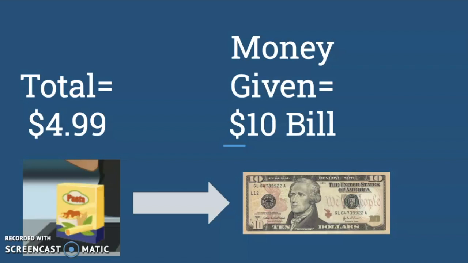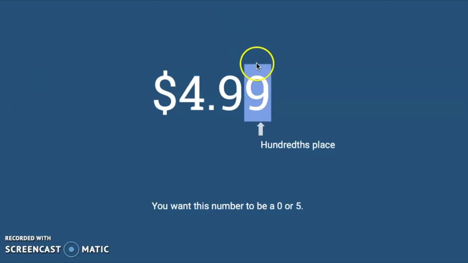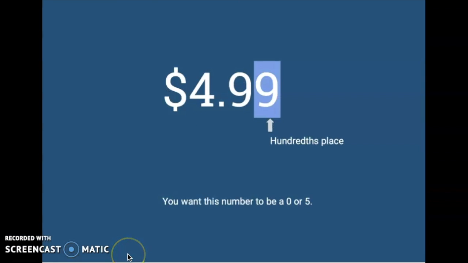So let's go back to our problem. Our total is $4.99. We gave the cashier a $10 bill. So our job is to figure out how many dollars and cents $4.99 is away from 10. The first thing you do when you go to count change is look at the far right, the hundreds place. For right now, this is what we're going to focus on. For the hundreds place, you want it to always be a 0 or a 5, so it's easier for you to work with when we go back to our numbers chart. We want it to be a 0 or a 5, so this isn't going to work.